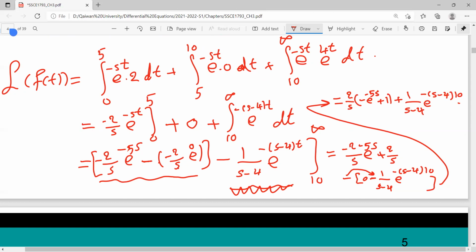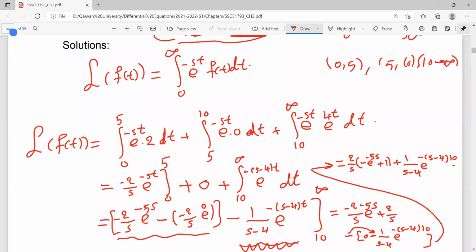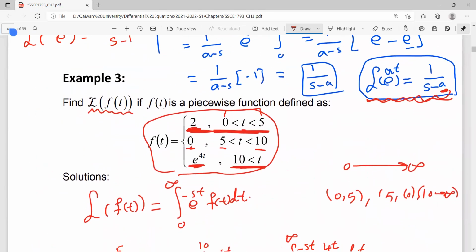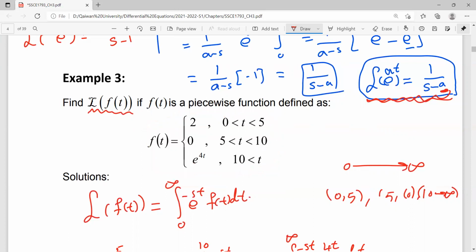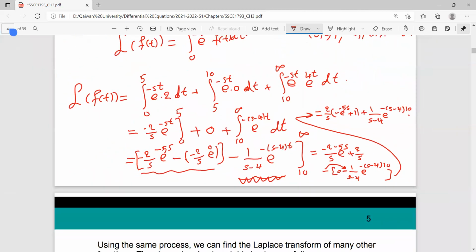Do you have any questions? It's so easy. It's just taking integrations. Just you should know that each function and the limits of the integration of each function is the domain of itself. Here, the limits of the integration for 2 is from 0 to 5. For 0 is from 5 to 10, and for e to the power 4t is from 10 to infinity. As it says t greater than 10, that means from t to positive infinity. Don't you have any question?